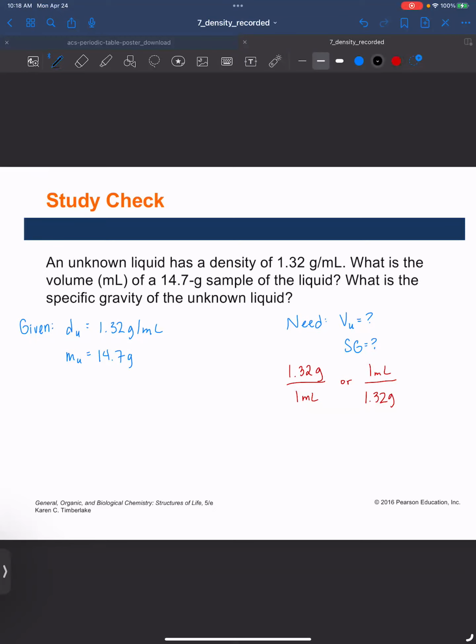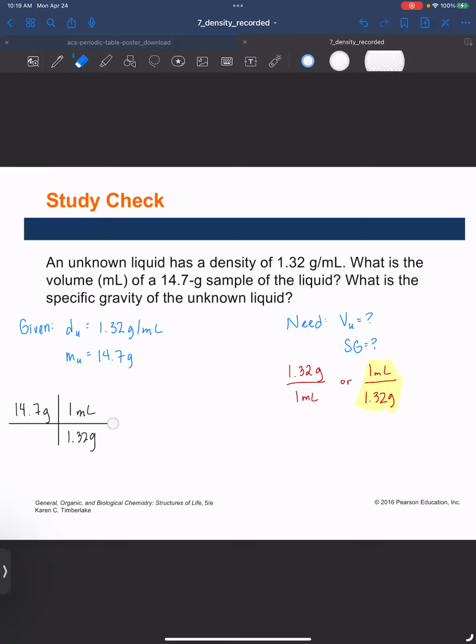All right, so I'm going to start with the mass because it's a given measurement that's only a single unit, whereas the density was 2 units, grams and milliliters. And so when I see here, I have the mass of the unknown. I want to find the volume. I know density will get me from mass to volume. So I'm going to use which conversion factor? The second one. Excellent. So let's go ahead and put that in here. 1 milliliter over 1.32 grams.